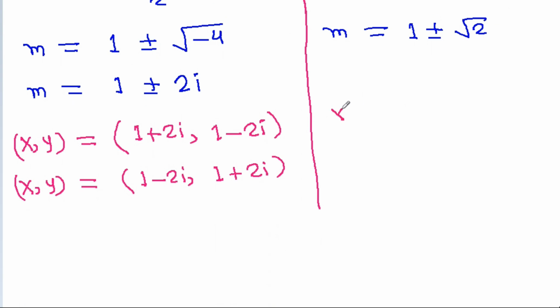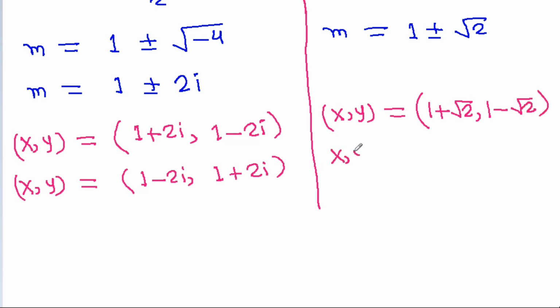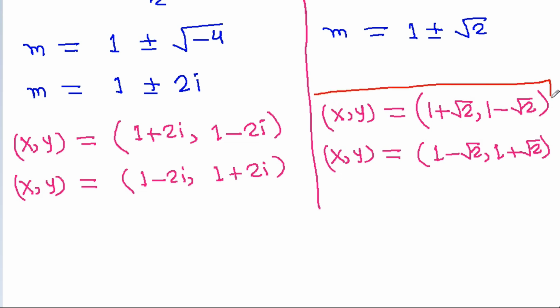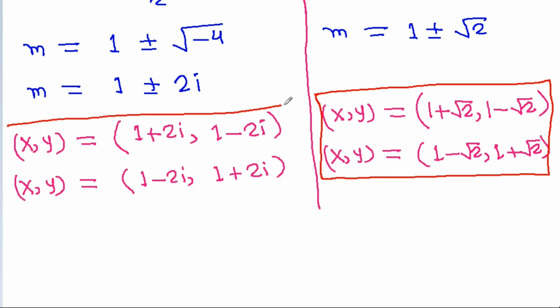So here we get x and y: x can be 1 plus root 2 and y can be 1 minus root 2, and the second value, x can be 1 minus root 2 and y can be 1 plus root 2. So here we get 4 values for x and y, 2 real values and 2 non-real values.